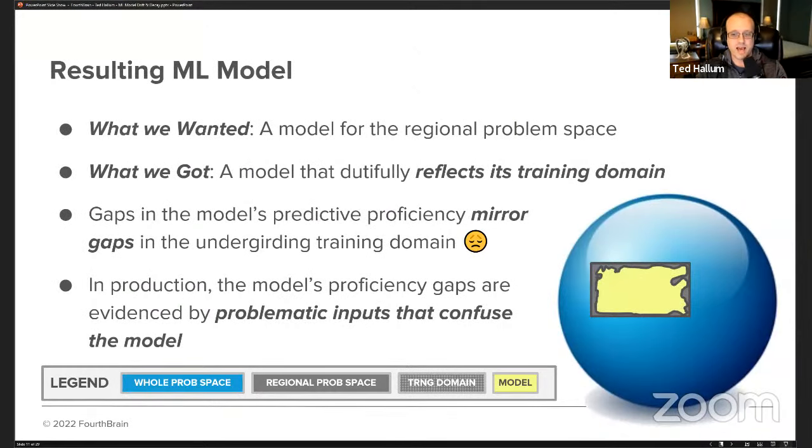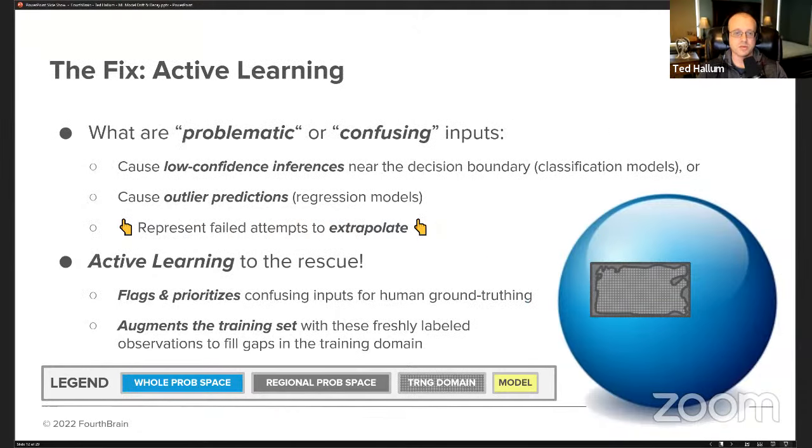Okay, so we had a training domain that was not a great fit for our actual problem space. It had some gaps. Once we trained the model, as I said a second ago, it is a perfect mirror reflection of that. It exhibits the same gaps in coverage of the problem that our training domain suffered from. And when your model is out in production, you're going to realize that this is happening because you're going to have certain inputs that come into your model that are going to be problematic or confusing. So let's talk about what a problematic or confusing observation is.